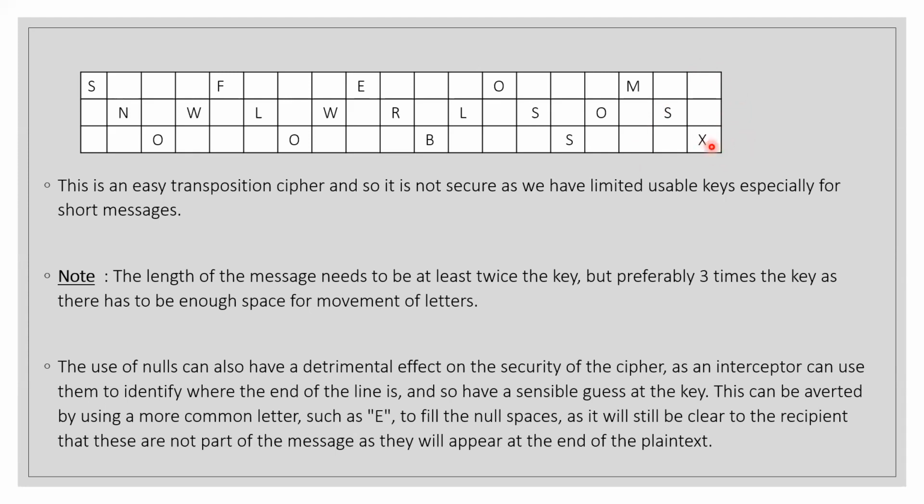So instead of just using X, we can use the most common letter that appears in the English language, that is E. Because when I encrypt this message and send it to some person, he might know that this is the message I want to send, and the E's will appear at the end of the message. So he'll get to know that they make no sense in the message. So that's about the rail-fence cipher.